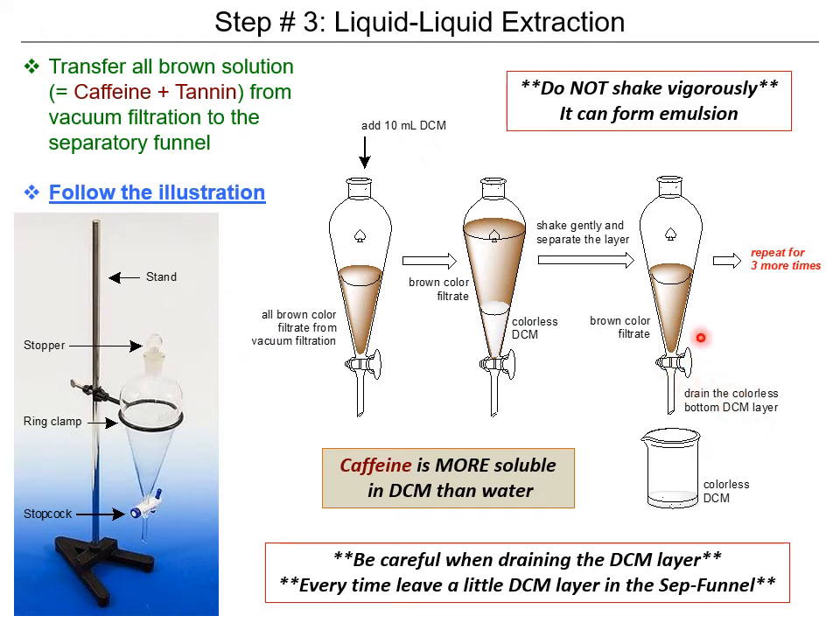But yeah, that's pretty much it in terms of this extraction, right? Also, you want to repeat this 3 times because it's always better to have small amounts multiple times than to have one big amount one time, right? That will get you a better yield of product.